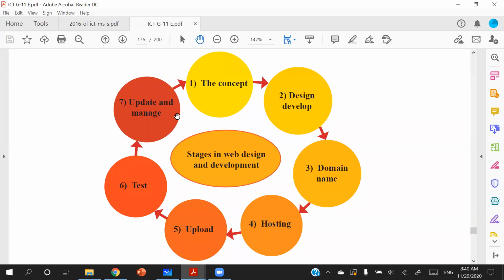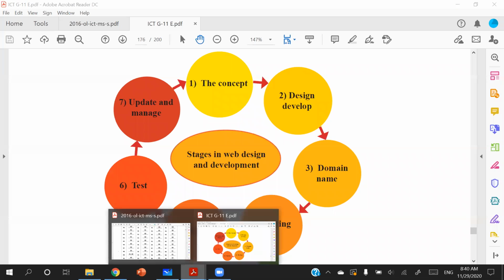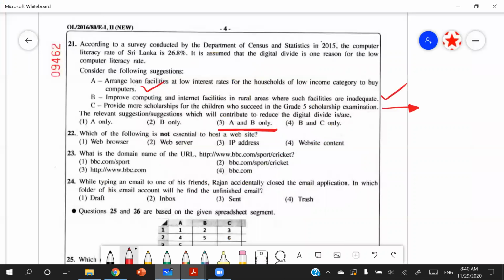Okay, so we came here because we had a question on our paper, which is the 22nd one. Which of the following is not essential to host a website? It says web browser, web server, IP address, website content, right? Website content we need, IP address we need because taking a domain name means taking an IP address, and web server we need. To host a website, we don't need a web browser.